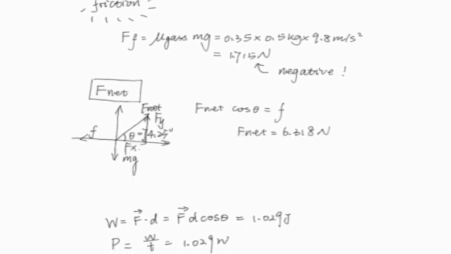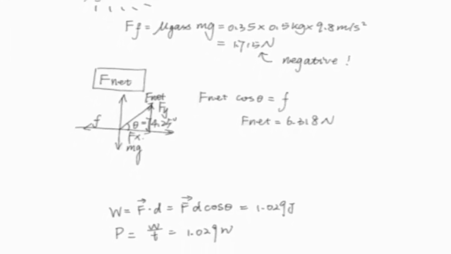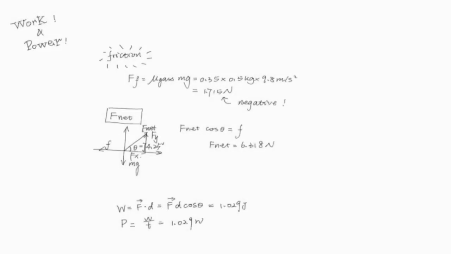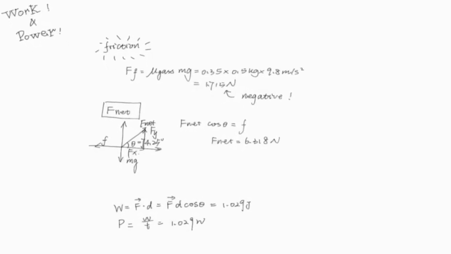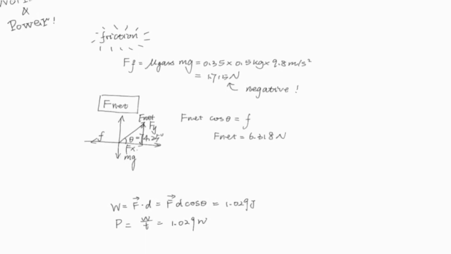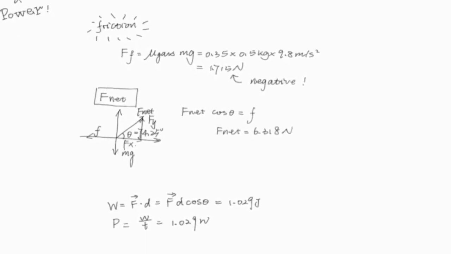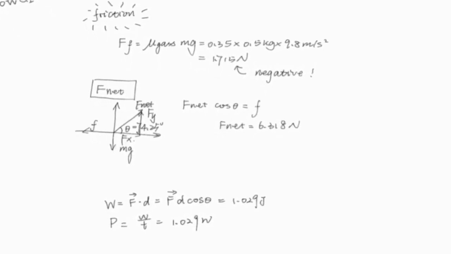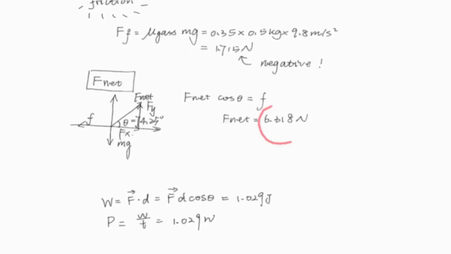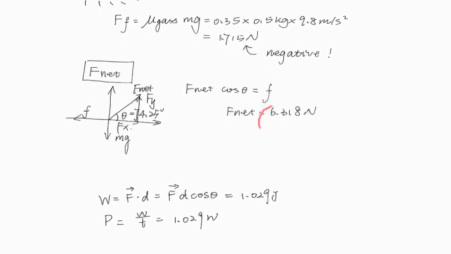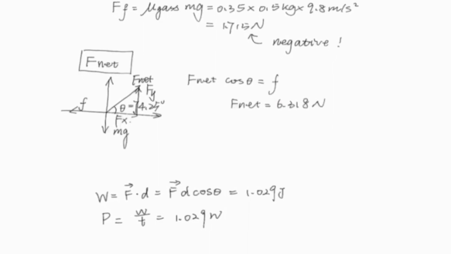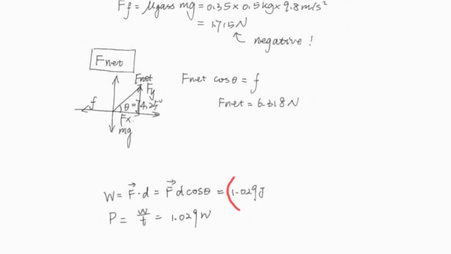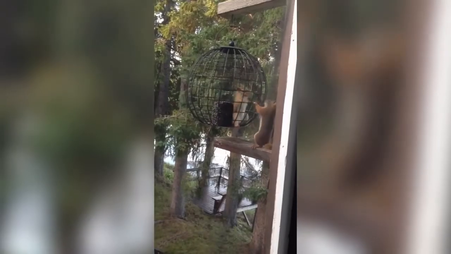Friction is given as mu mg. Mu in this case is the coefficient of friction for grass. Thus, when we put everything together, we get F net times cosine 74.25 is equal to the friction force. When solving for the net force, we get a value of 6.318 newtons. From here, it's all just plug and chug. Our work equation spits out a value of 1.029 joules, and our power equation coughs up a value of 1.029 watts.